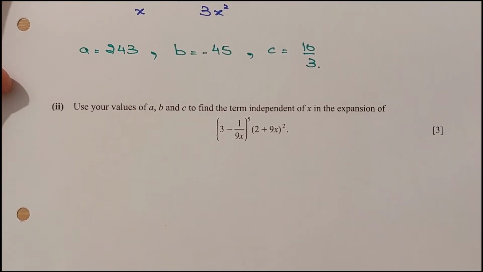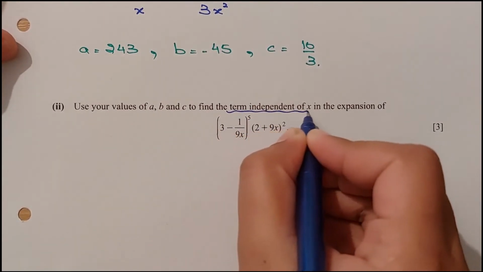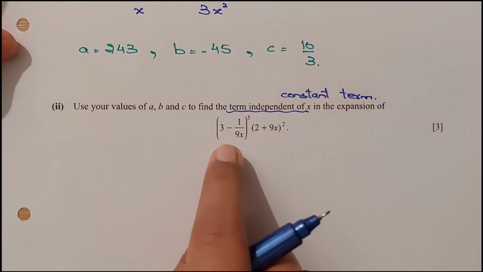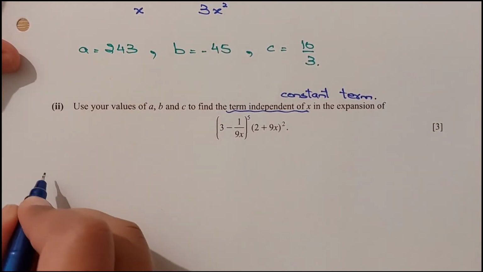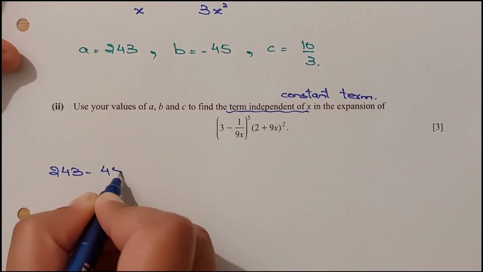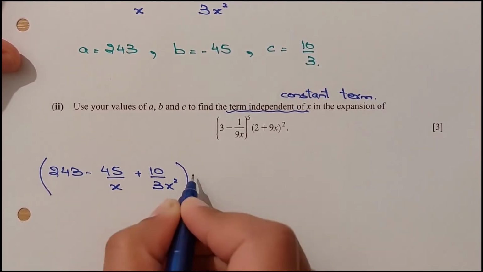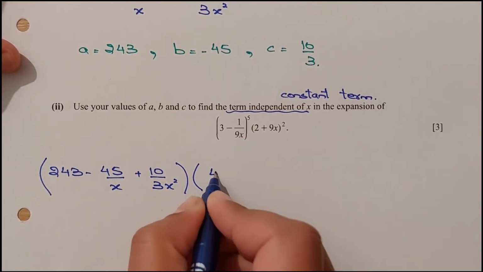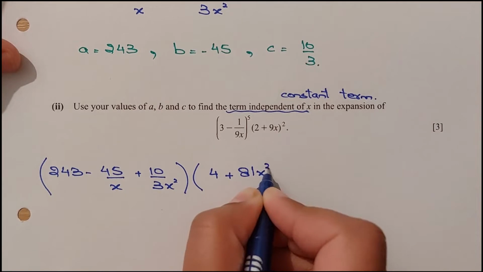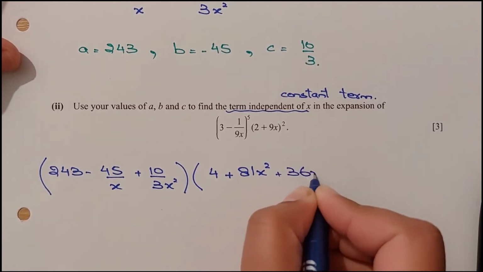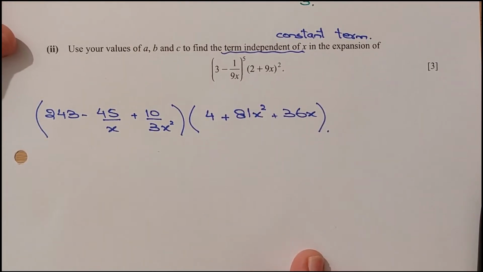Right, now for the second part, use your values of a, b, and c. Find the term independent of x in the expansion of this, right? Okay, so the term that is independent of x is basically the constant term. We have the first 3 terms of this from the first part. So let me write this down. 243 minus 45 over x plus 10 over 3x squared, and its product with 2 plus 9x whole squared. So 2 squared is 4, plus 9 squared is 81x squared, plus 2ab. So 2 times 2 times 9, this is 36x. Let me do the product, and we have to find the constant term.